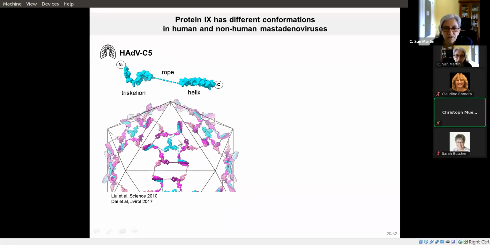And in adenovirus type 5, these helices form this 4 helical bundle here at the capsid edges with 3 helices coming from copies of 9 from the same facet, and the 4th helix comes in the opposite direction coming from the adjacent facet.